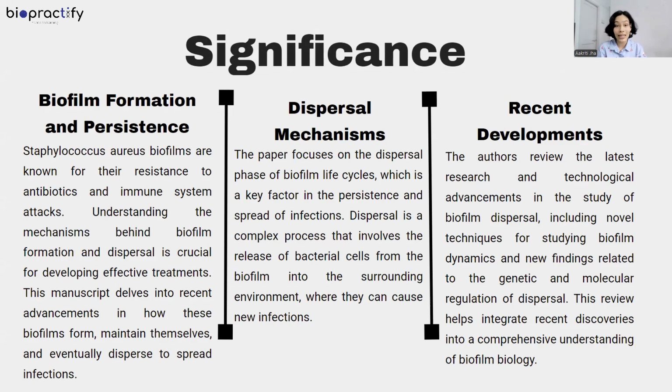Then, dispersal mechanism. The paper focuses on the dispersal phase of the biofilm life cycle, which is a key factor in persistence and spread of infections. Dispersal is a complex process that involves the release of bacterial cells from the biofilm into the surrounding environment where they can cause new infections.